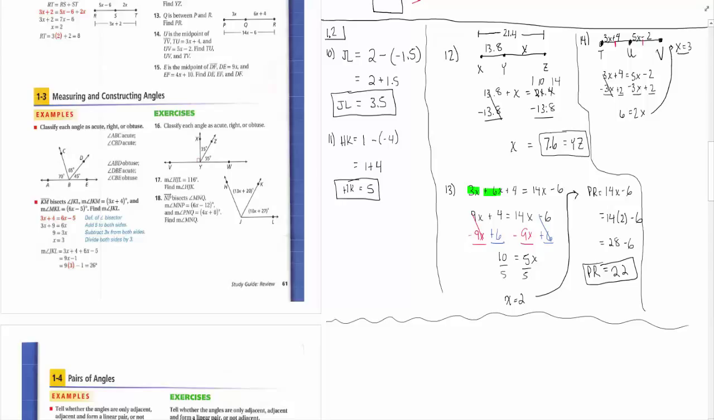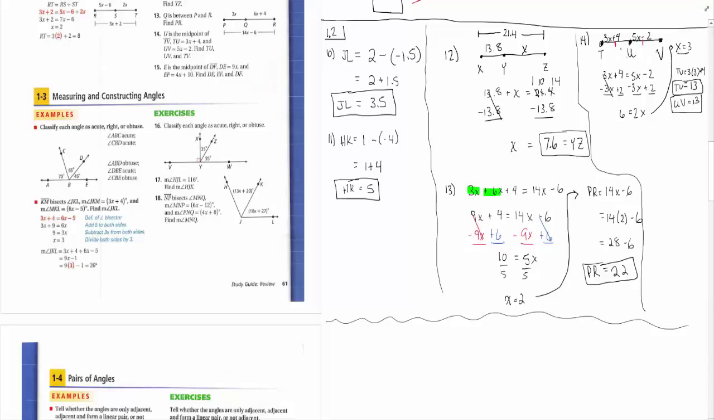Now the answer is not 3. It said find TU, UV, and TV. So I only really have to plug this in one time. TU is going to be 3x plus 4. So 3 times 3 plus 4, which equals 9 plus 4, which is 13. So TU is 13. Therefore, UV is 13 because they're congruent. They're the same length, so once you find one, you found both.